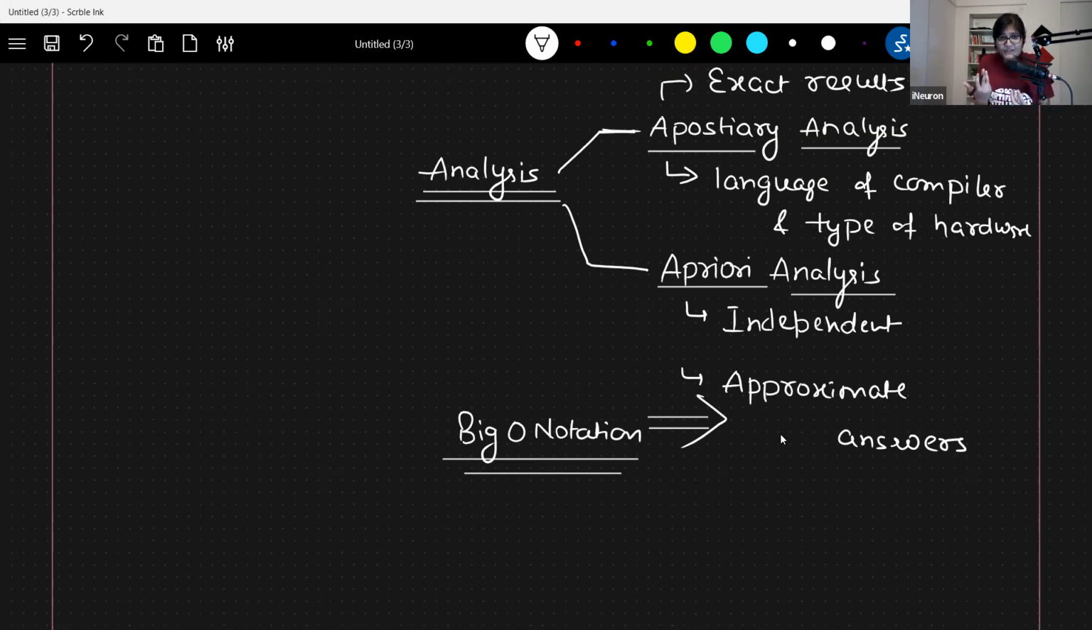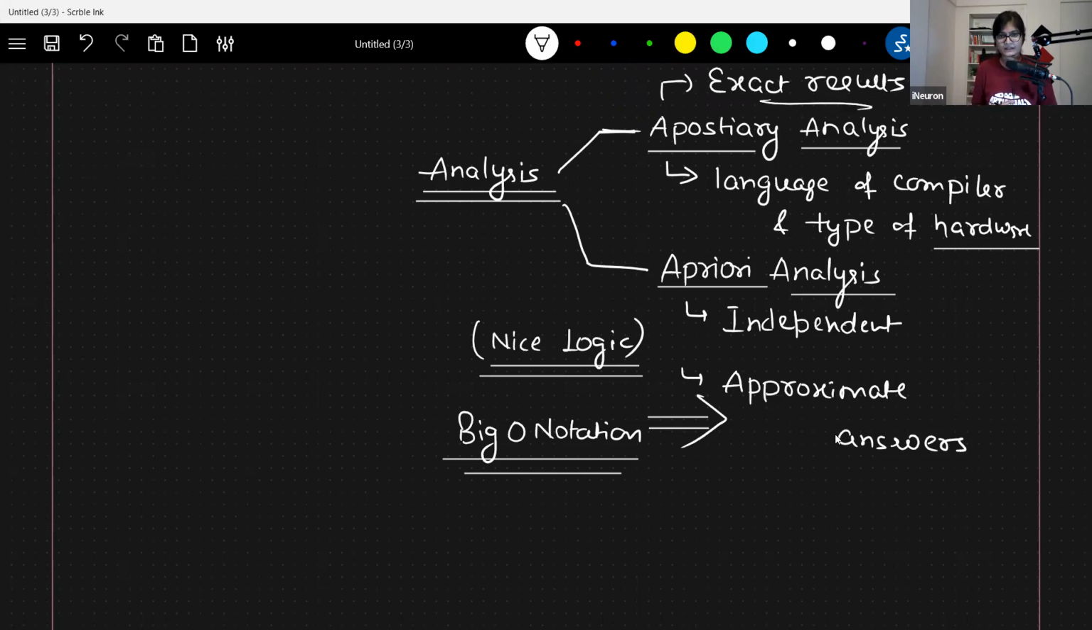Because obviously not everyone can buy very good hardware to generate the exact results. But everyone has that super brain in their head with the help of which they can write a nice logic. And a priori says that I just focus on the logic. I don't care what hardware you are using, whether you are using an i7 machine or an i3 machine. If your logic is good, I will give you a good response. If your logic is bad, I will always generate a bad result.